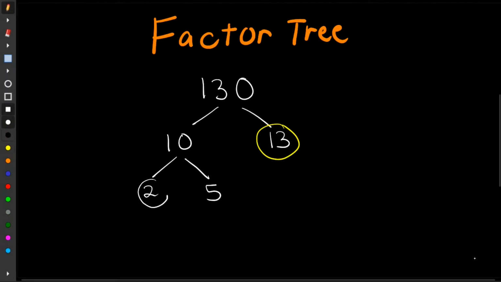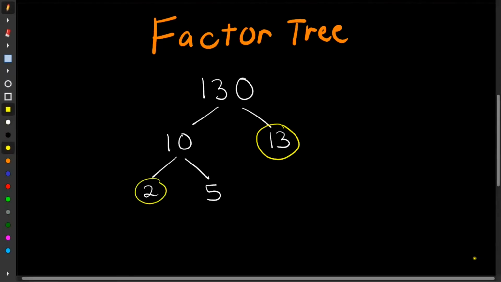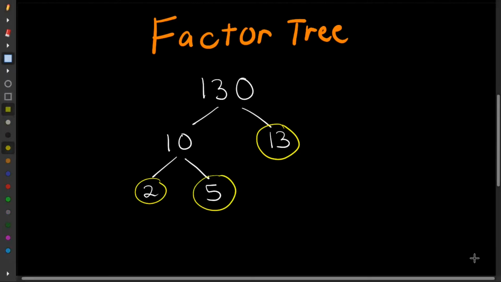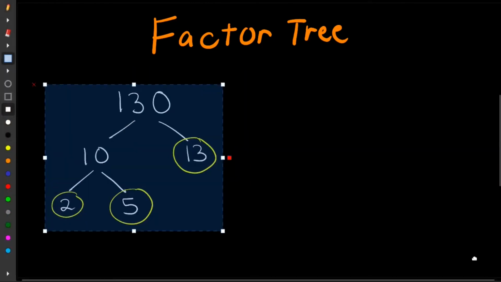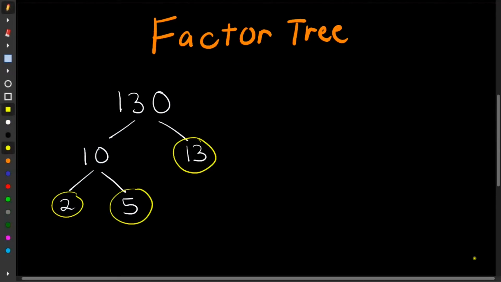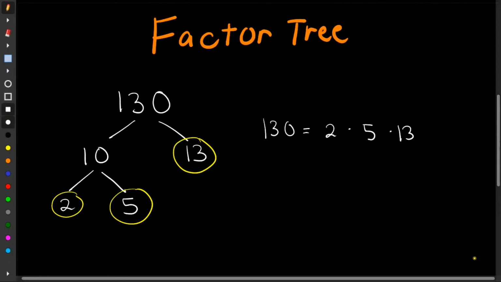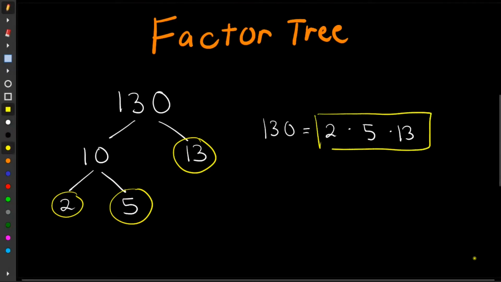So we circle them out. Now we are ready to represent 130 in its prime factorization. So we have 130 is equal to 2 times 5 times 13. And this is the final answer.